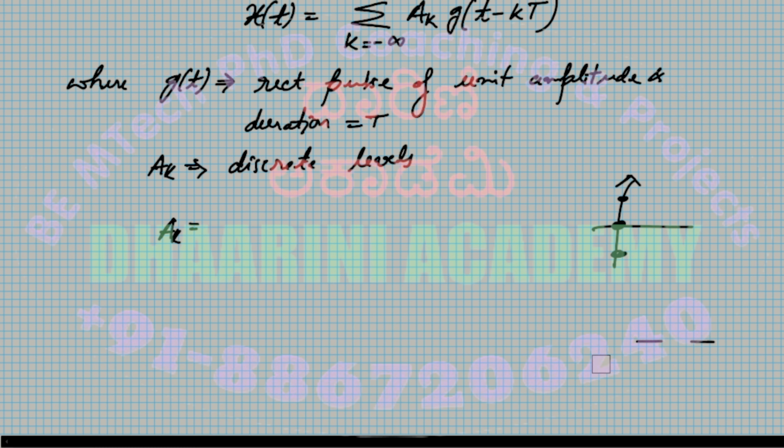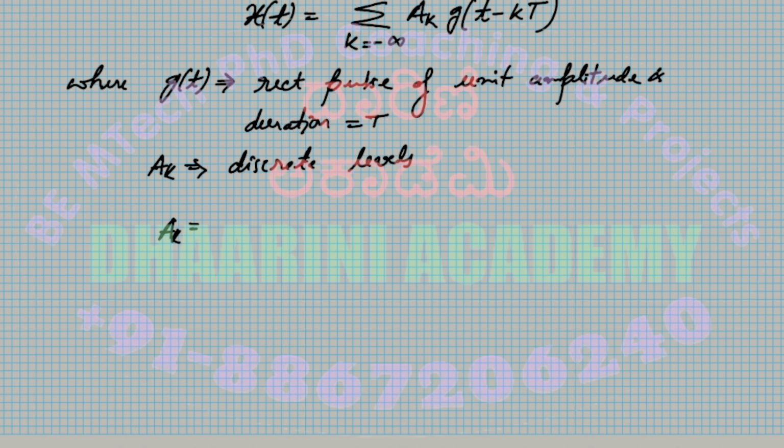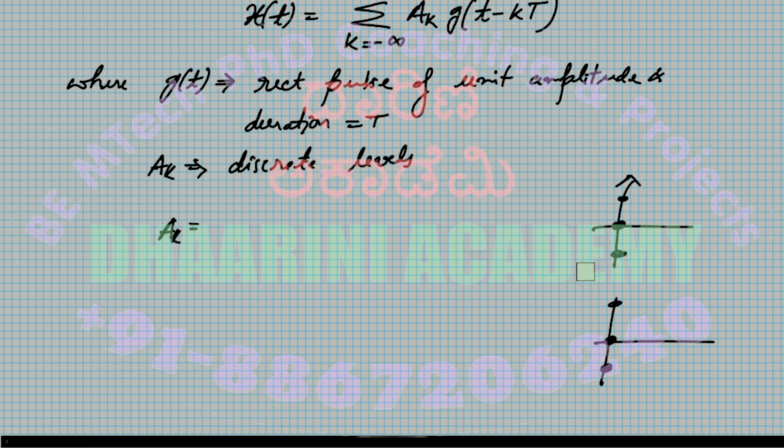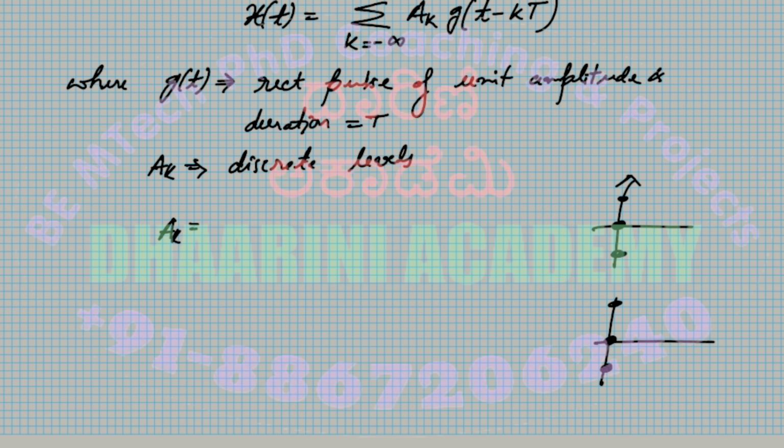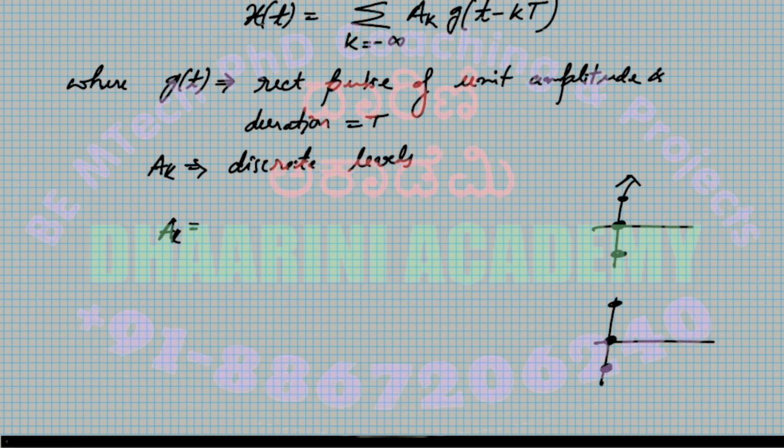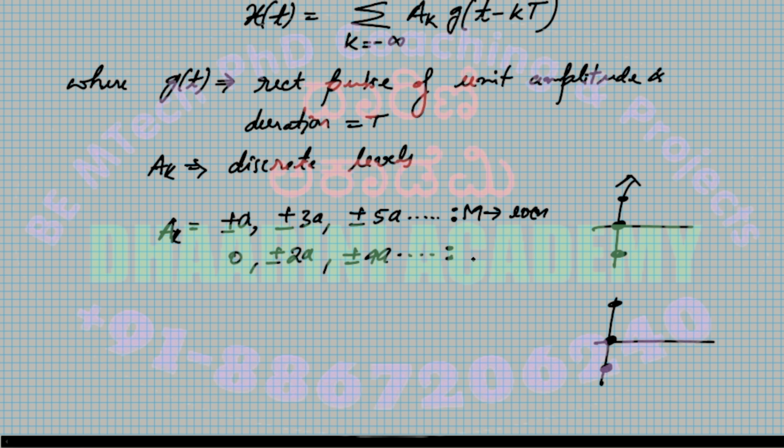So what we do is define a specific method. Let's see what happens when four levels are there, and what happens when three levels are there. We'll bifurcate them by checking whether there is an even number of levels or an odd number of levels. So a_k is something like this. You have plus or minus A, plus or minus 3A, plus or minus 5A, and so on, if M is an even number, like M equal to 4. At the same time, if you have an odd number, you will include 0 also: 0, plus or minus 2A, plus or minus 4A, and so on. This is when M takes an odd value.